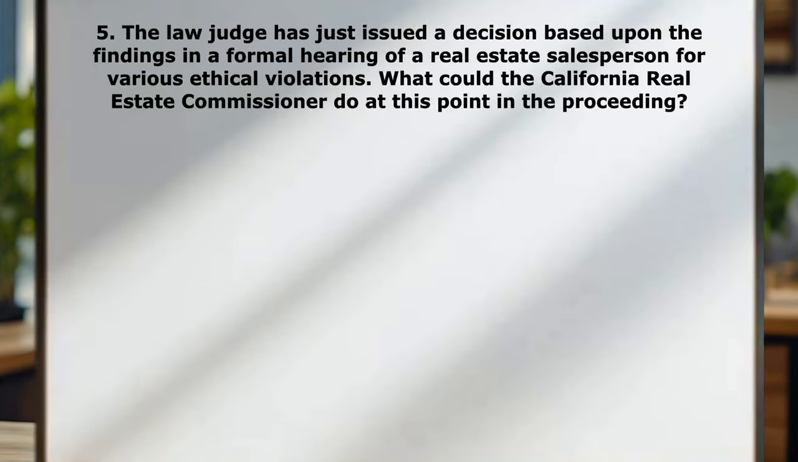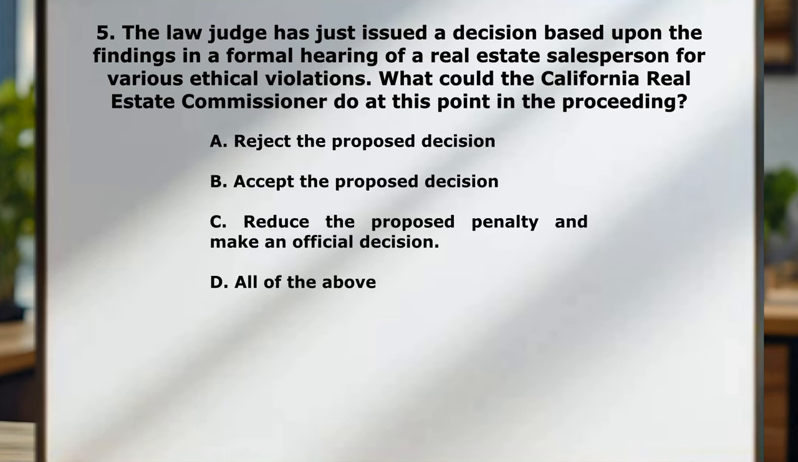All right, moving on to question number 5. The law judge has just issued a decision based upon the findings in a formal hearing of a real estate salesperson for various ethical violations. What could the California Real Estate Commissioner do at this point in the proceeding? A, reject the proposed decision. B, accept the proposed decision. C, reduce the proposed penalty and make an official decision. D, all of the above.